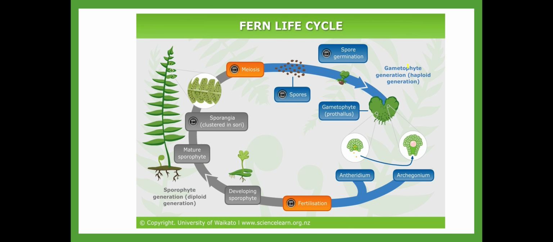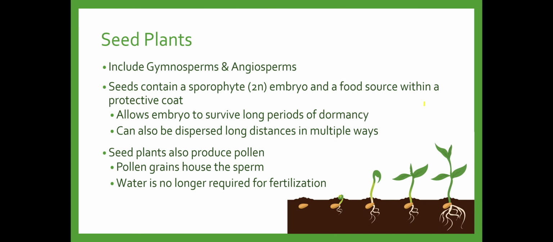So here's our life cycle again. It's the same basic concept. Okay, here we have our haploid gametophyte producing the gametes, which get fertilized. That produces the sporophyte, which produces the spores, and the cycle continues.